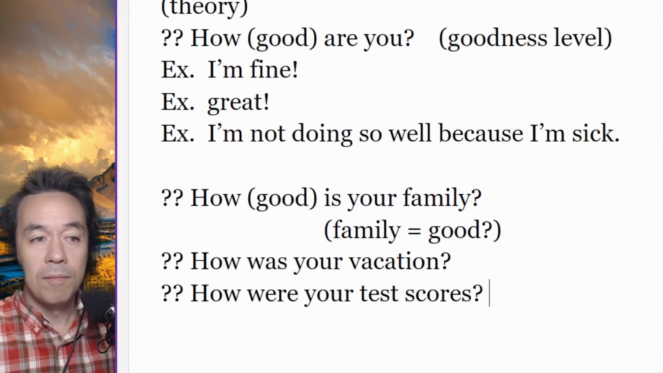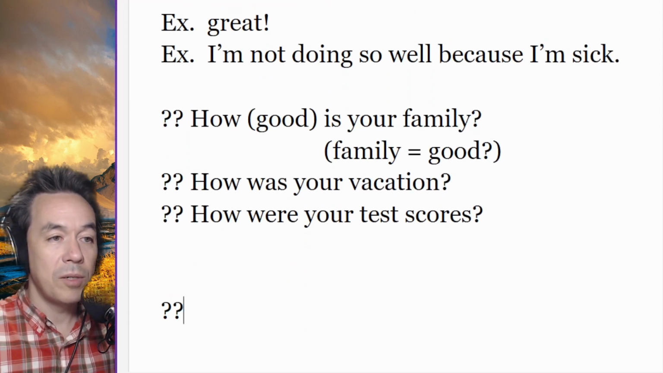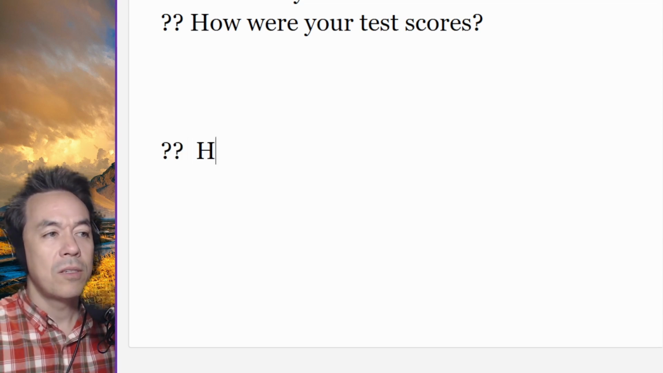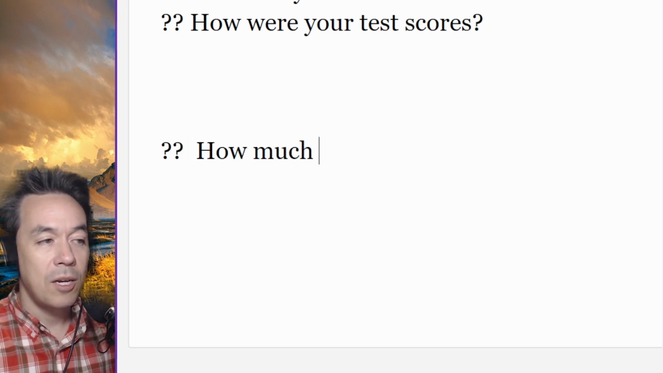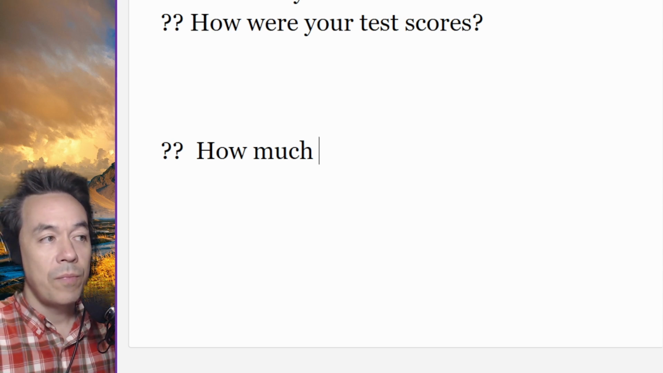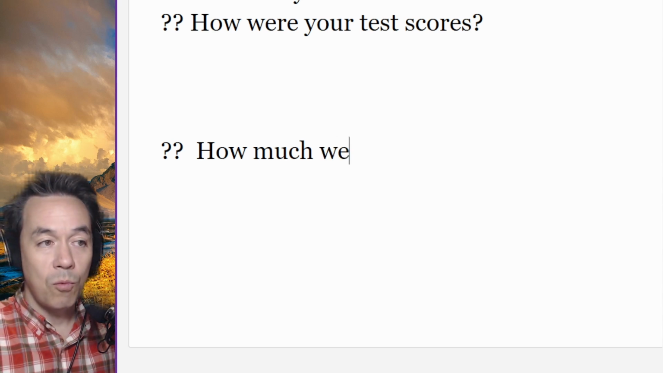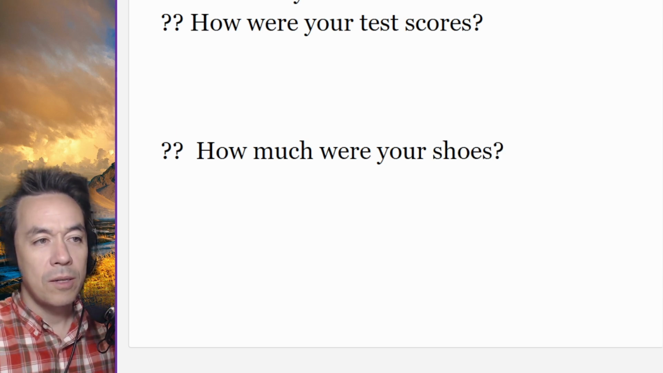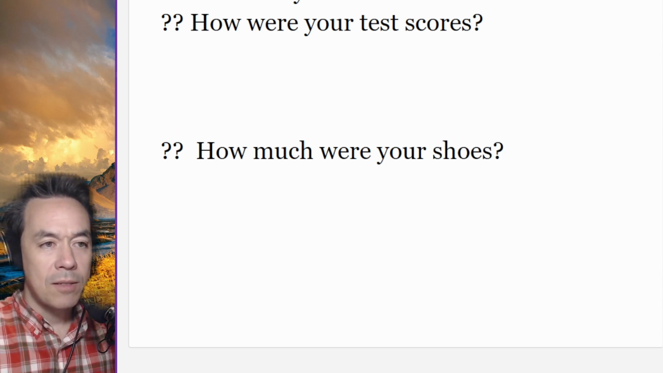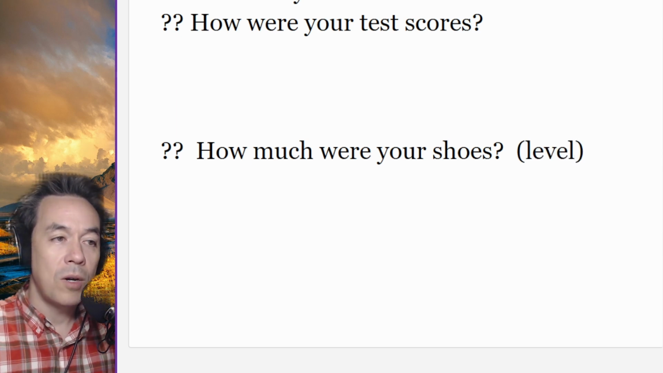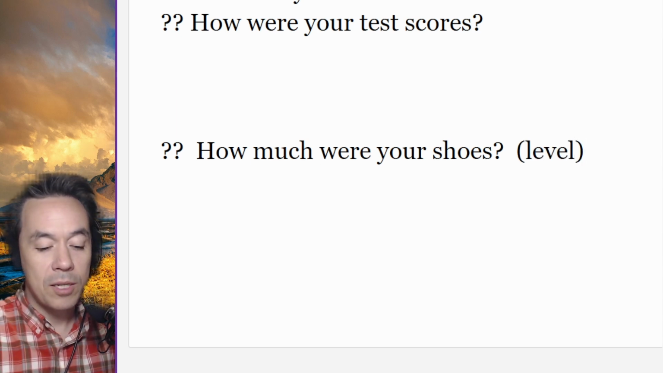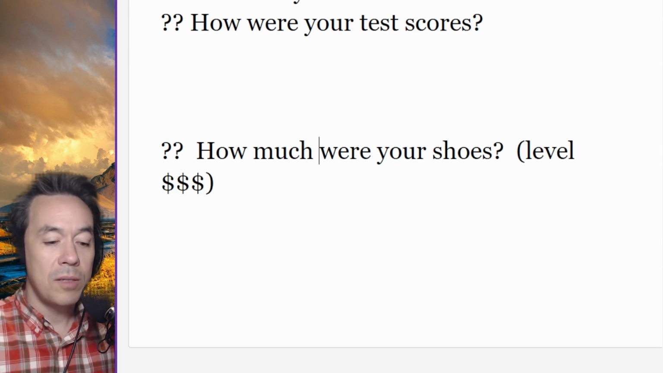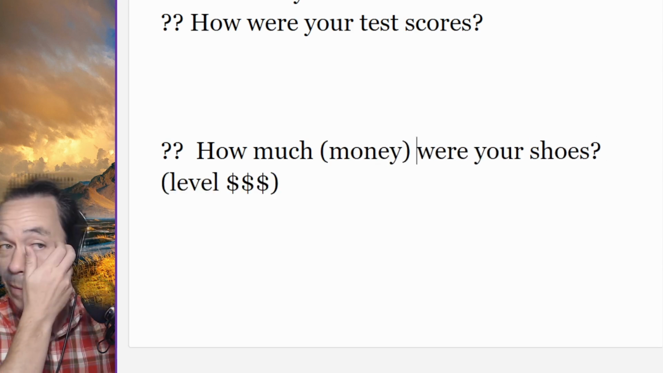And the other one that we say, which we don't really explain in a textbook, is the question how much? How much were your shoes? Okay. So again, this one too is asking the level, but of what? We know from a textbook, it's about money. So I think that's what we're missing here. How much money were your shoes?